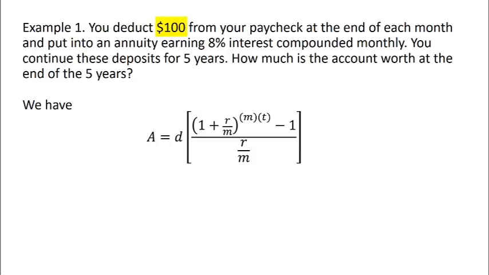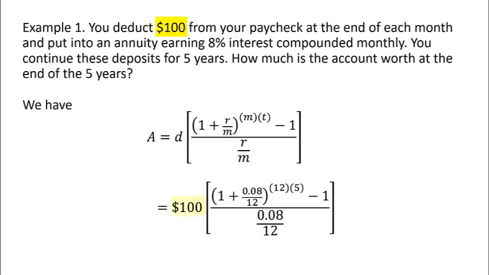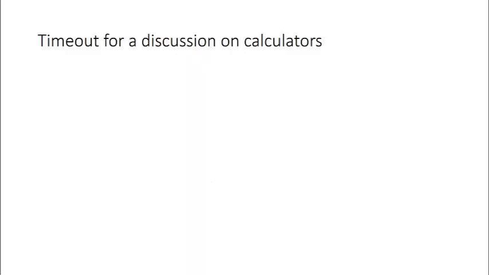Notice that we're deducting $100 each month, so D is $100. Our interest rate, R, is 8%. Our interest is compounding monthly, so M is 12. And we're continuing the deposit for 5 years, so T is 5. Doing a computation using our calculator, we see that the amount worth at the end of 5 years is $7,347.69. Now, before we go any further, let's take a quick timeout for a discussion on calculators.